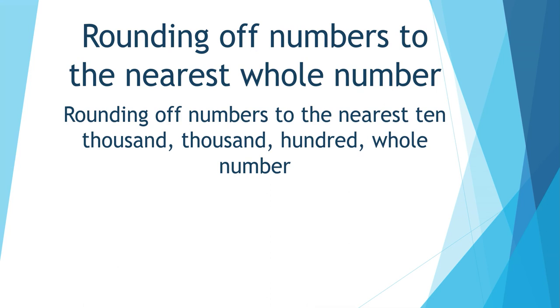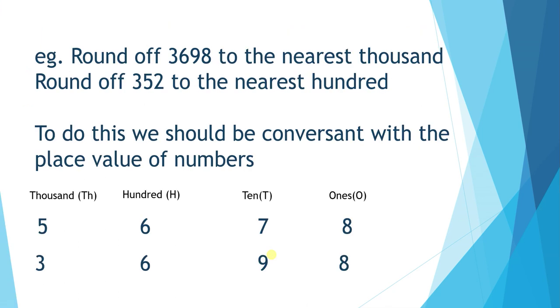Rounding of numbers to the nearest whole number. So we want to know how to round off numbers to the nearest 10,000, 1,000, 100, or maybe a whole number. So suppose you want to round off 3,698 to the nearest 1,000, or want to round off 352 to the nearest 100. How do you go about it?